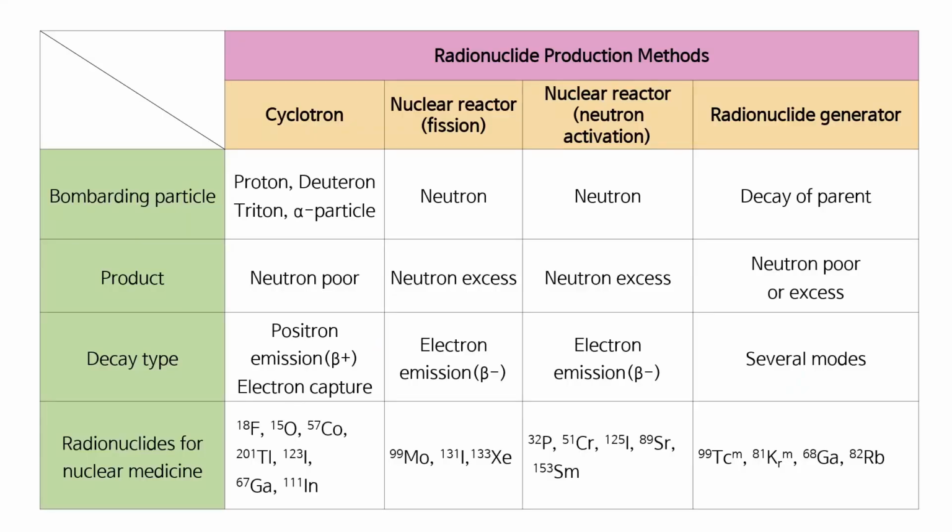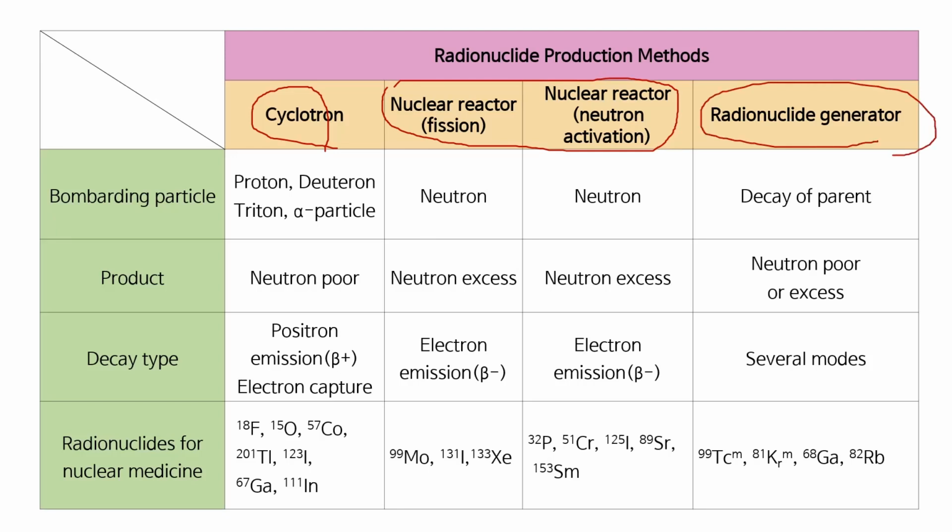This table shows the methods to generate radionuclides. We can use a cyclotron, nuclear reactor, and radionuclide generator to obtain radionuclides. We will discuss these methods in detail thereafter.